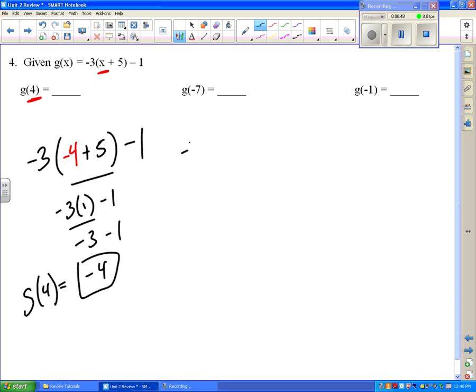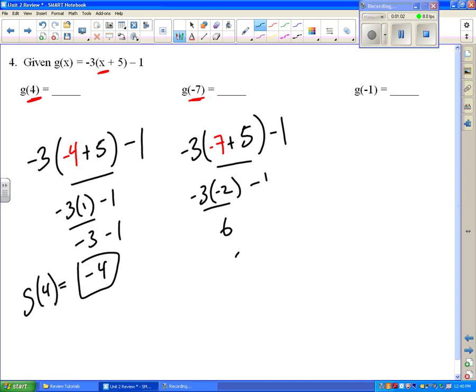Same thing here for negative 7. Okay, we're going to have our 5 minus 1. And here we're substituting in our negative 7. Do what's inside first. Negative 7 plus 5 is negative 2. Negative 3 times negative 2 minus 1. Negative 3 and negative 2 makes 6. 6 minus 1 is 5. So g of negative 7 equals 5.